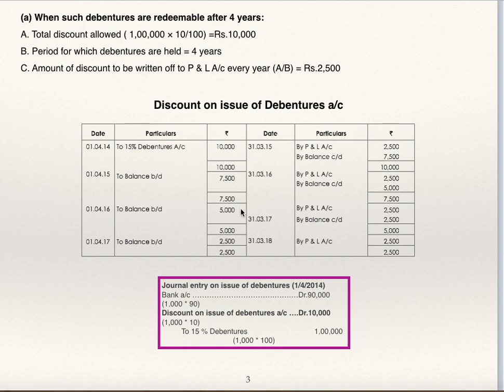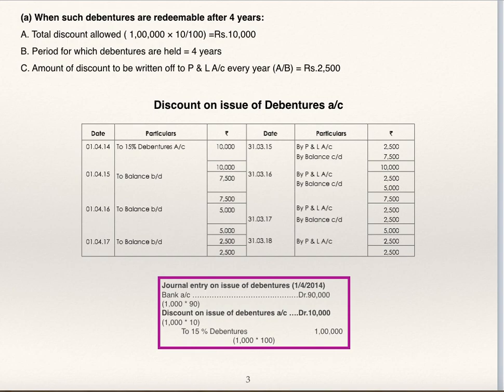Third year beginning, to balance brought down 5,000. By profit and loss account 2,500. Balance carried down 2,500. Fourth year beginning, to balance brought down 2,500. By profit and loss account 2,500. This account will get closed when debentures are redeemable after 4 years.